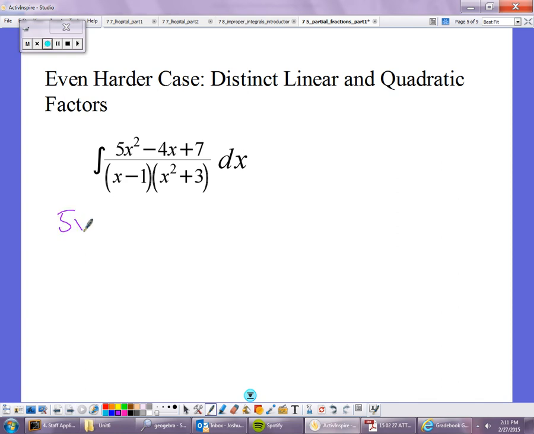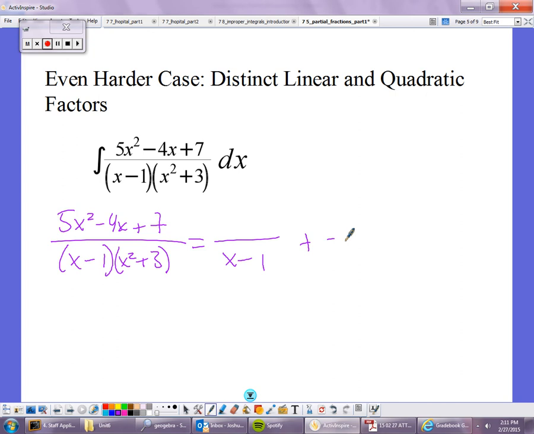Well, it turns out that (5x squared minus 4x plus 7) over (x minus 1)(x squared plus 3) is equal to, as you might imagine, something over x minus 1 plus something over x squared plus 3. Just like in the previous examples, we got something over the one plus something over the other. With x minus 1, we got some constant over x minus 1. Over here, we're going to need something more than just a constant. We're going to need a linear expression in the numerator, because when we multiply it by the linear factor, we'll end up with the quadratic, which is ultimately what we need.